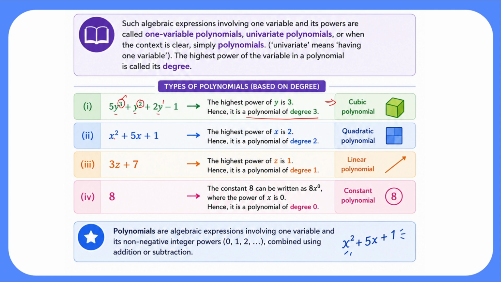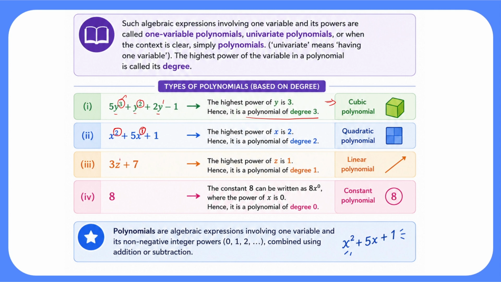The second expression, x squared plus 5y minus 1. So we have plus 1. So we have the highest power of x as 2, because here the power of x is 1. Because the highest power of x is 2, it is a polynomial of degree 2, and this is called a quadratic polynomial. The next expression, 3z plus 7, in this we can see that the power of z is 1.